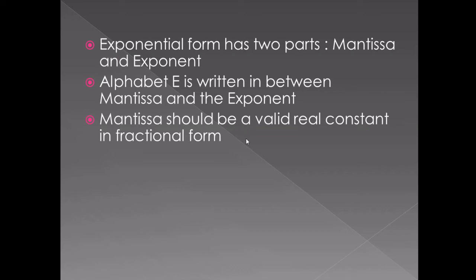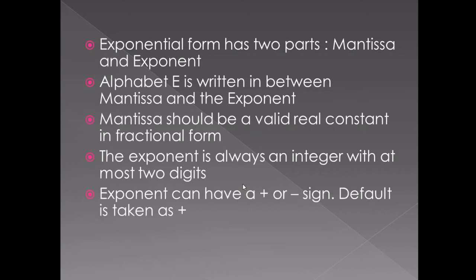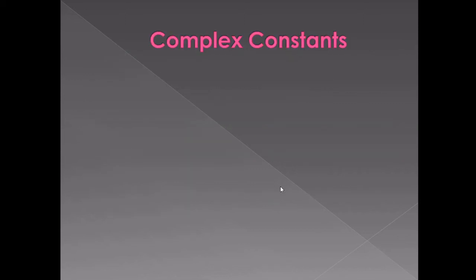So we talked about the rules for writing a real constant in fractional form. The mantissa should be a valid real constant in fractional form, and the exponent is always an integer with at most 2 digits. You can't have a decimal point in the exponent. This is important in the exponent part. It can have a plus or a minus sign, the exponent part, e, plus, minus, whatever. But if no sign is given, it is by default taken as positive.